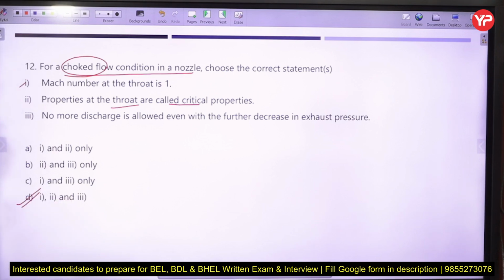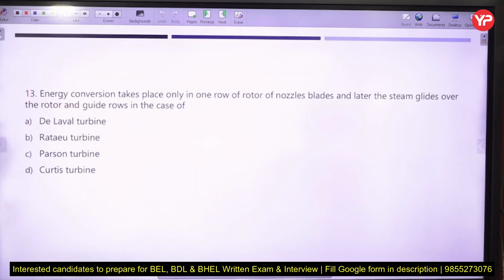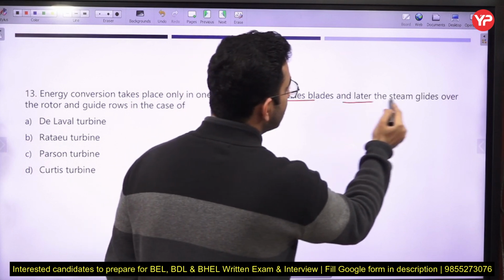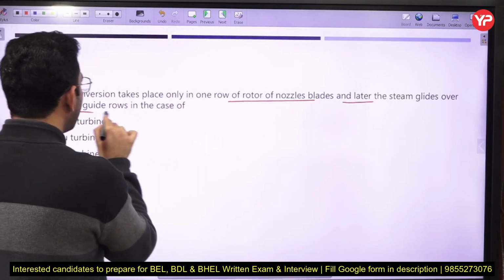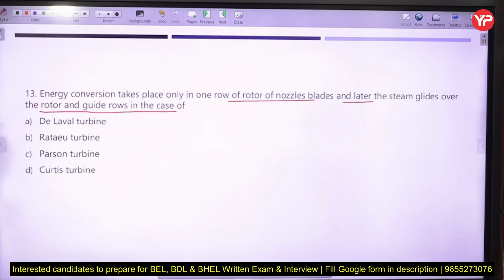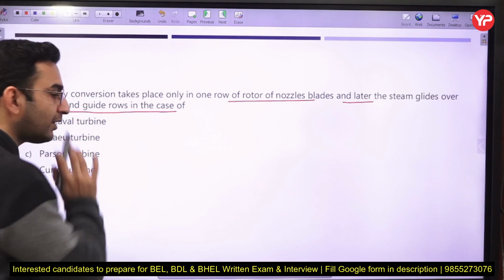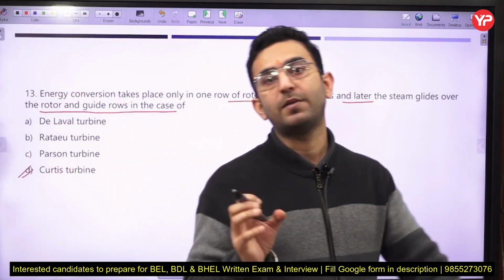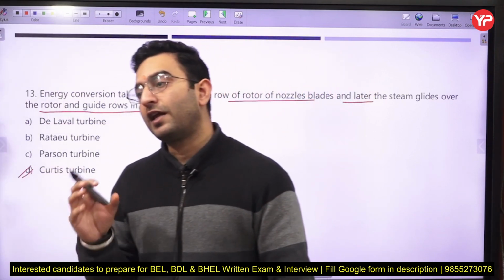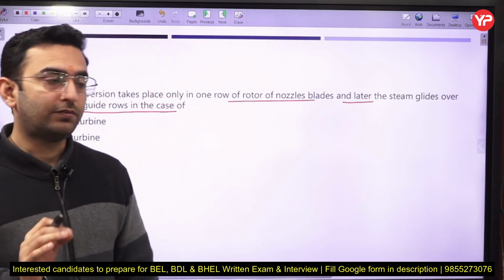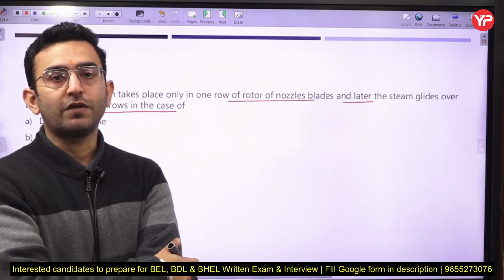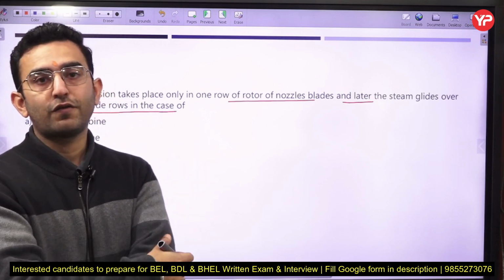The next part is, energy conversion takes place in only one row of rotor of a nozzle blade, and later the steam glides over the rotor and the guide rows in the case of. Okay, so now just see, basically the answer of this question is the Curtis turbine here. Why Curtis turbine actually? Because whenever you cover the simple steam turbine here, see the De Laval turbine is considered as a simple impulse turbine. But what happened actually, the speed of the De Laval turbine is very high, okay, which is not suitable for producing the required frequency of electricity here.